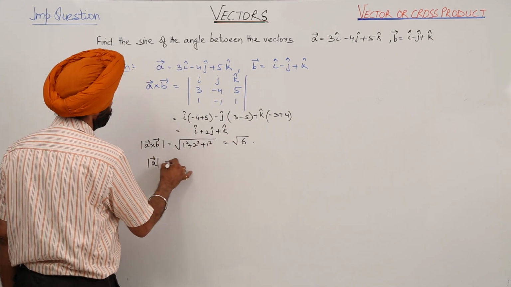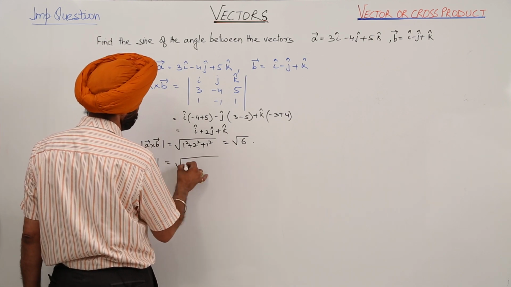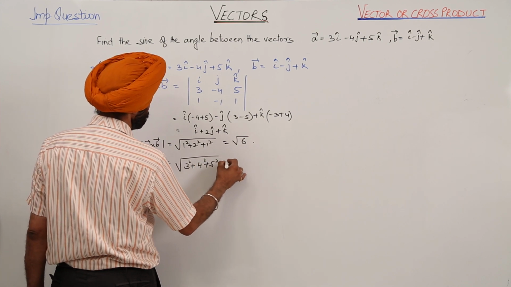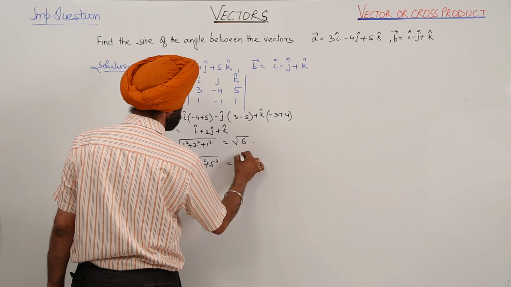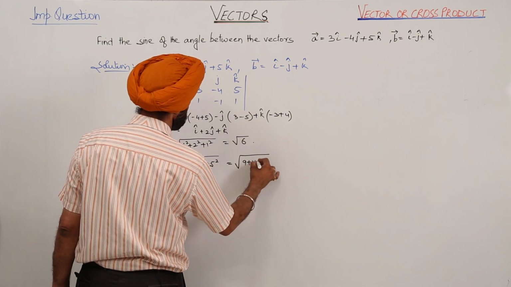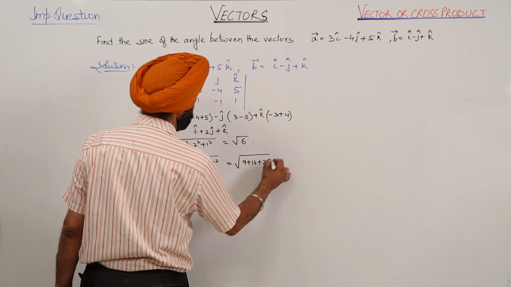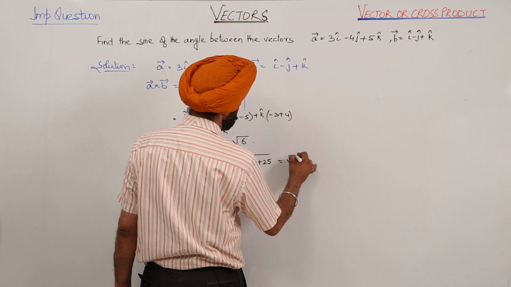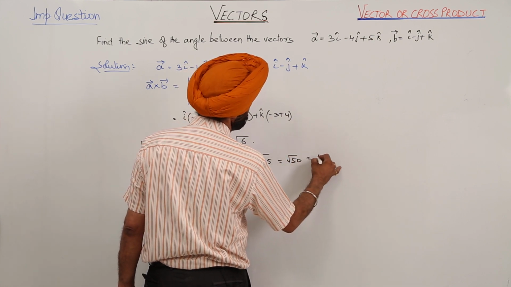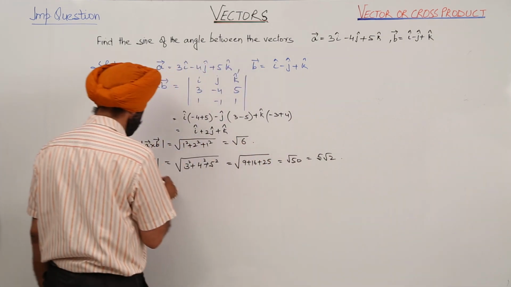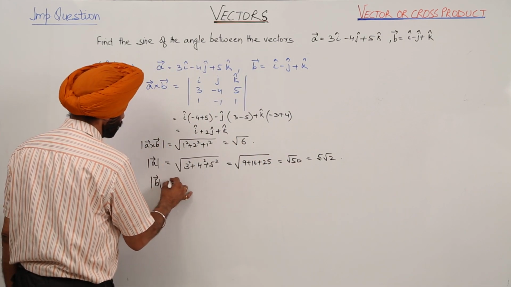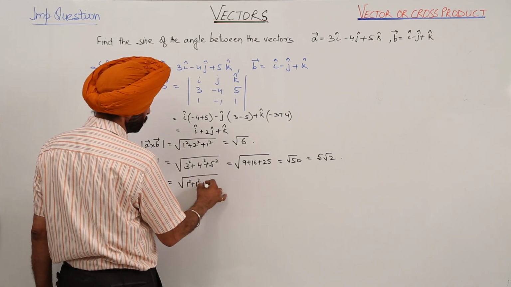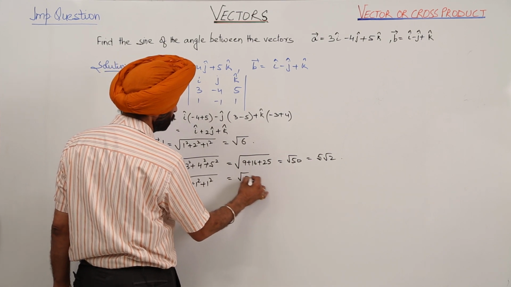Modulus for vector A: 3 square plus 4 square plus 5 square, 9 plus 16 plus 25, square root of 50, and this is equal to 5 root 2. And modulus of vector B: 1 square plus 1 square plus 1 square, this is equal to square root of 3.